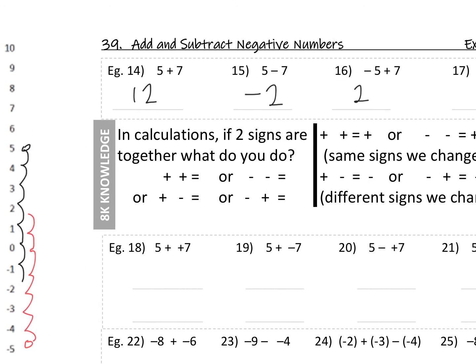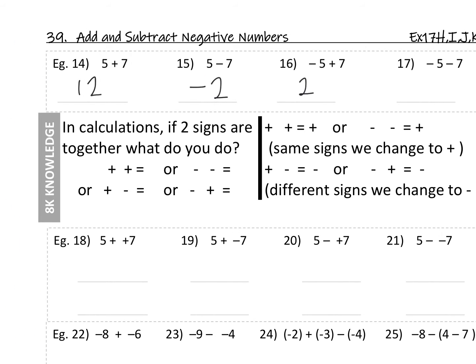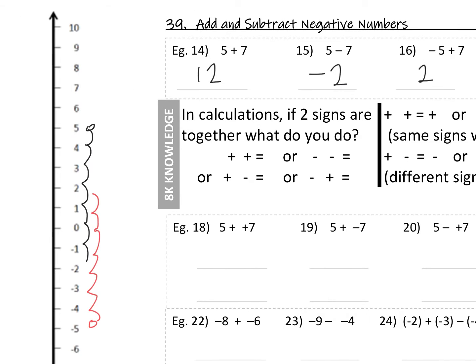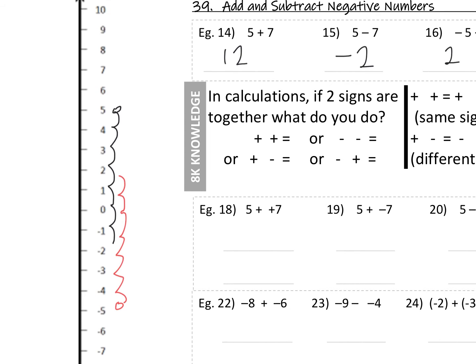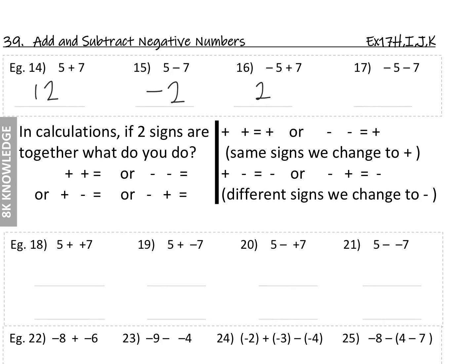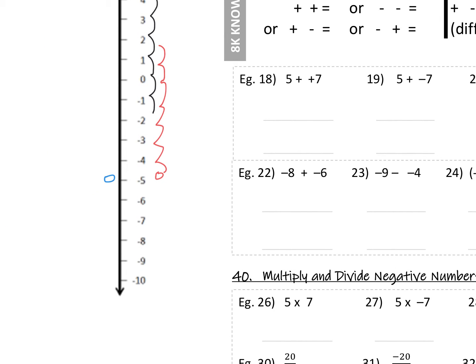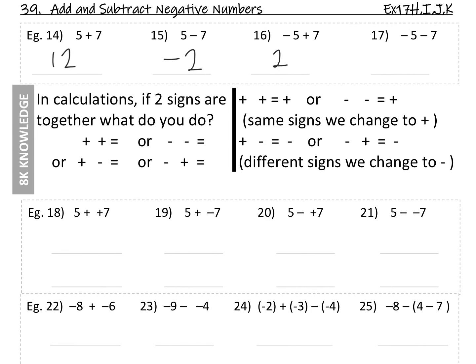And finally, number 17, it's minus 5, take away 7. So the first number tells you where we start. In this case, we're starting at the minus 5. And what are we doing? We are taking away 7, so we'd actually go down 7. Now we need to use our imagination here a little bit. Go down 1, 2, 3, 4, 5, 6 will be down to minus 11, and 7 will be down to minus 12. So our answer is minus 12.